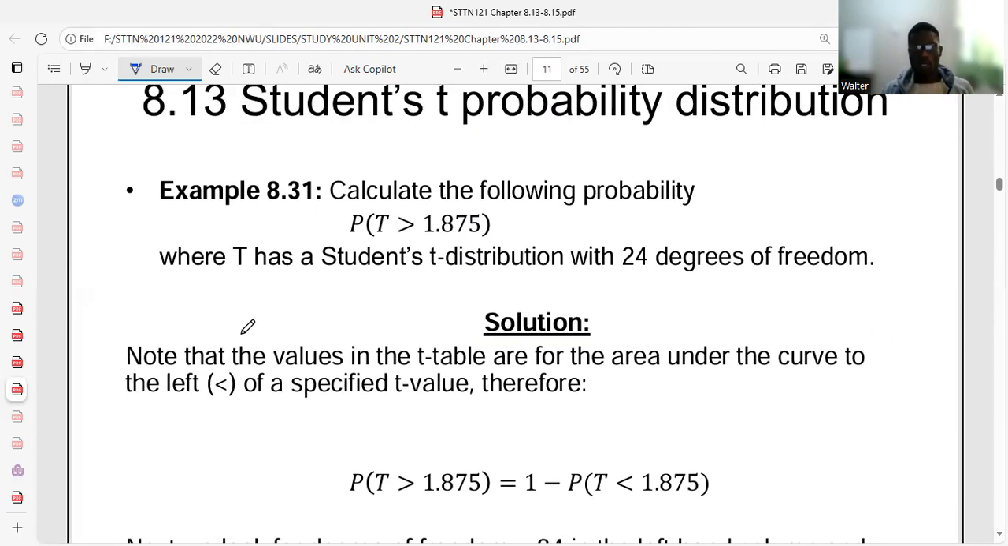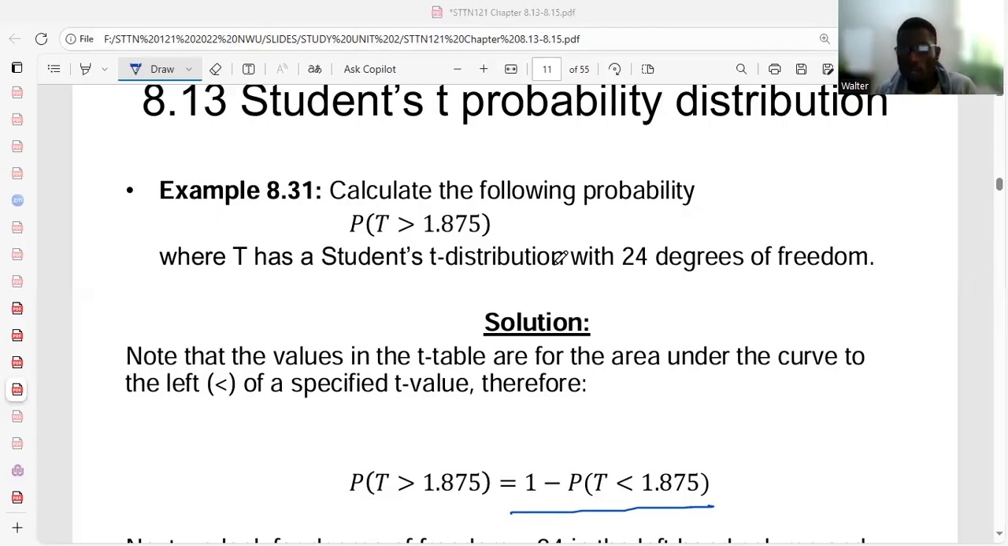Here, they say the probability where t is greater than... guys, don't forget, if z is greater than, what do you do? If it's greater than, it's 1 minus the probability. But now, because we are dealing with the student t, you want to say 1 minus the probability that t is less than or equal to 1,875. You are given a hint: you are given the degrees of freedom.